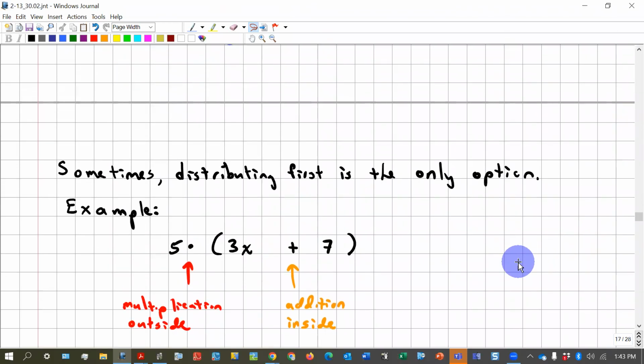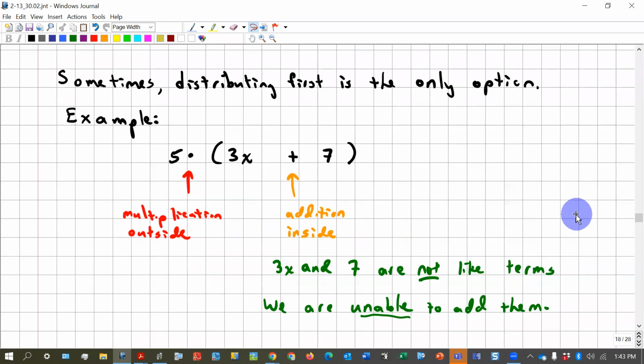That happens in an example like this, where we have multiplication on the outside of a parentheses. We have addition inside the parentheses, but we are unable to do the addition inside the parentheses because we do not have like terms. So in this situation, we can't add the 3x and the 7 because they're not like terms. So without the distributive property, we would be stuck. But the distributive property tells us that multiplication and addition have this special relationship precisely because multiplication is a shortcut for repeated addition.